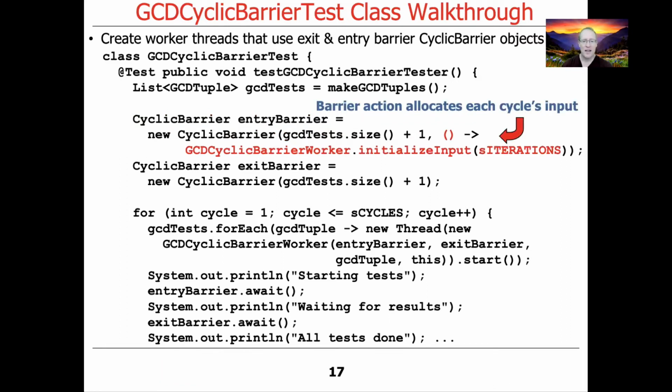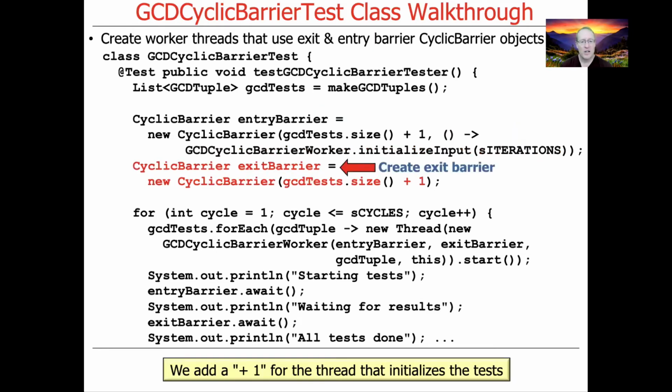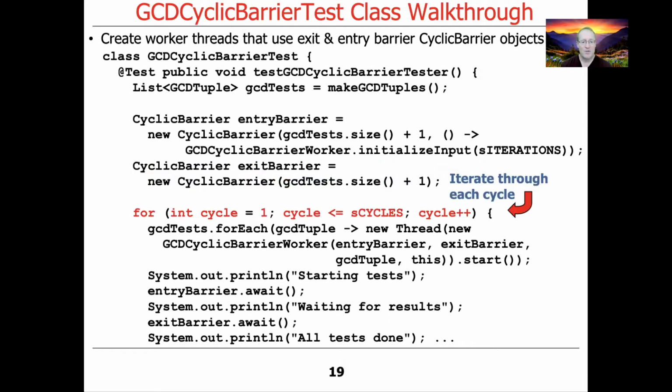You can also see here that we have a barrier action. What this barrier action is going to do is initialize the input for the number of iterations we're doing each time the barrier triggers. So basically, it's going to bring back all the data to work on, or update the data to work on, for each phase of the cyclic processing that we're doing here. We also have an exit barrier in addition to an entry barrier. This also is going to be a cyclic barrier, and it's also initialized with the number of algorithms we're testing plus one. Again, you'll see in a minute why we have plus one when we look at the way this actually works. So now that we've done that, we're going to run this thing through each cycle.